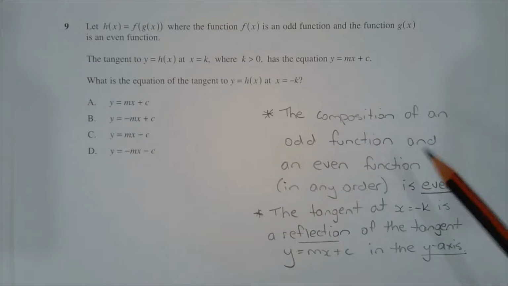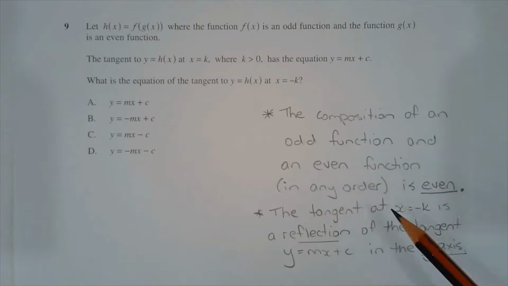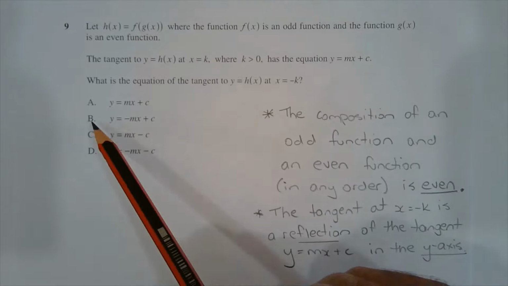Firstly, the composition of an odd function and an even function in any order results in an even function. This means that the tangent at x equals negative k is a reflection of the tangent y equals mx plus c in the y-axis. And this is done by replacing the x with negative x. So f of x is equal to f of negative x for an even function. Therefore, the answer is option B.